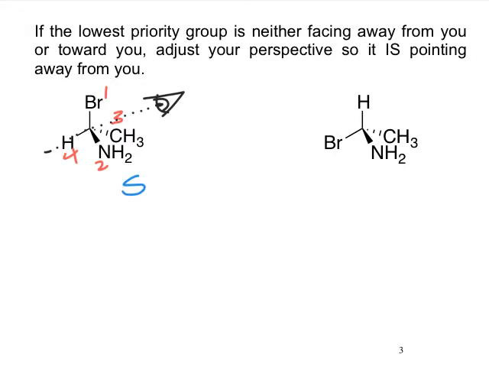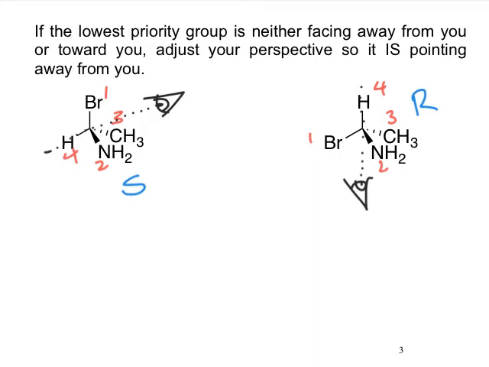The molecule on the right side is a little more complicated. In this case, we'd actually have to put our field of view underneath this molecule. This would be 1, 2, 3, and 4. It's a little complicated. Can you determine that to be an R designation?